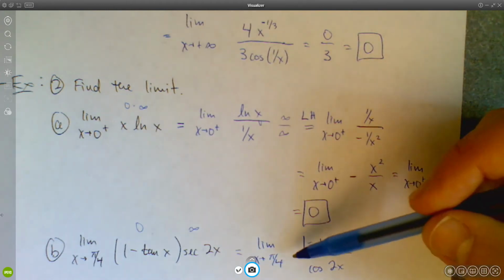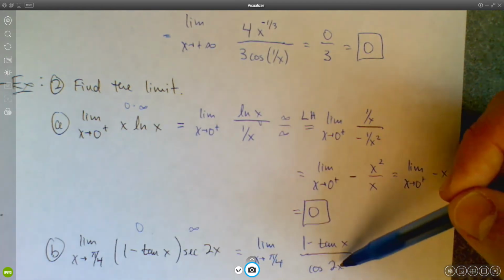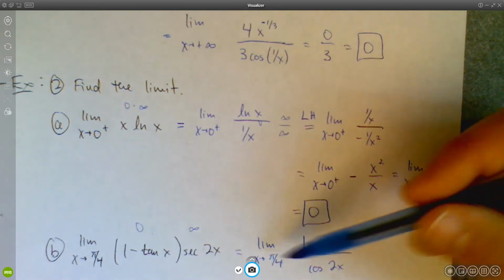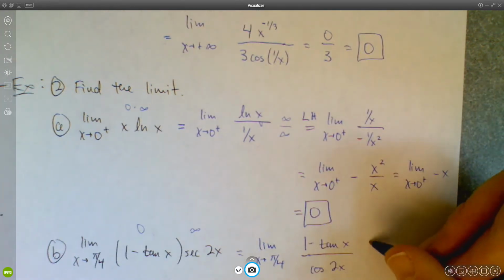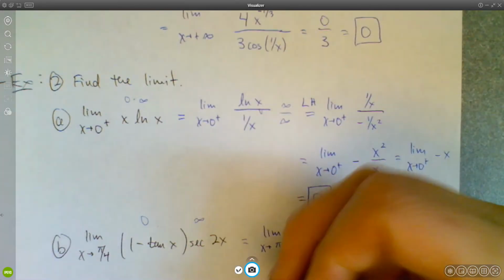Okay. Well, pi over 4. So 2 times pi over 4 is pi over 2. Cosine of pi over 2 is 0. So yeah, this worked out nicely, right? Because now I get an indeterminate of the form 0 over 0, which I can apply L'Hopital's rule to.